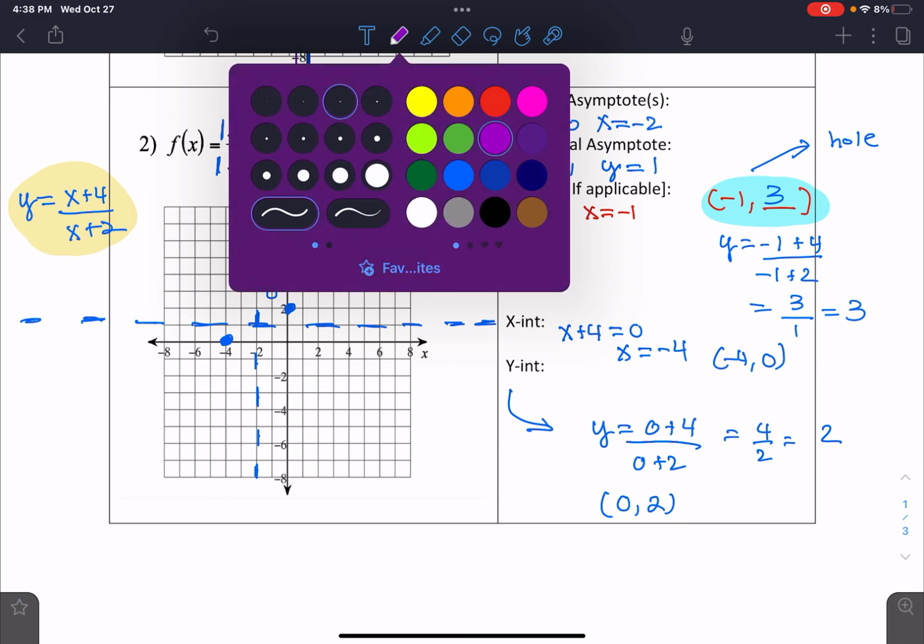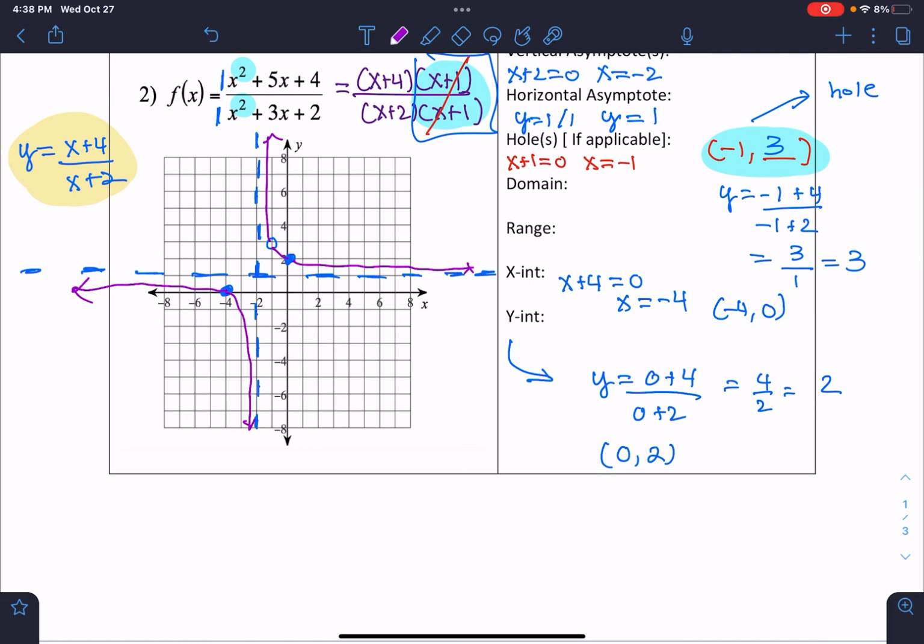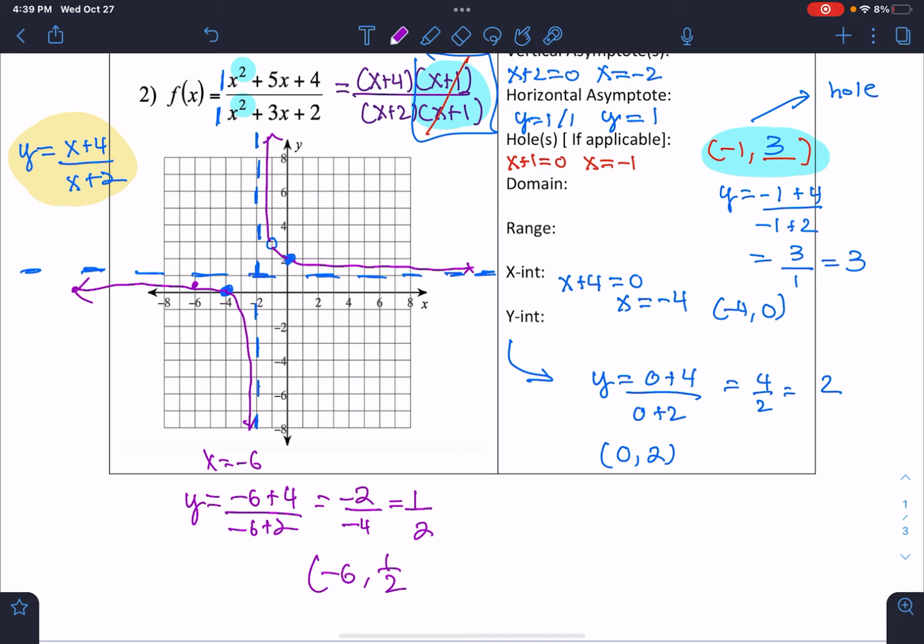Based on this, I can already tell that this graph looks like this, and this graph looks like this. But if you're not sure, I could always take, for instance, -6, plug it in, and you see how I get a positive 1/2. It's pretty much close to 1/2. So it's -6, 1/2. I see that it's decreasing.